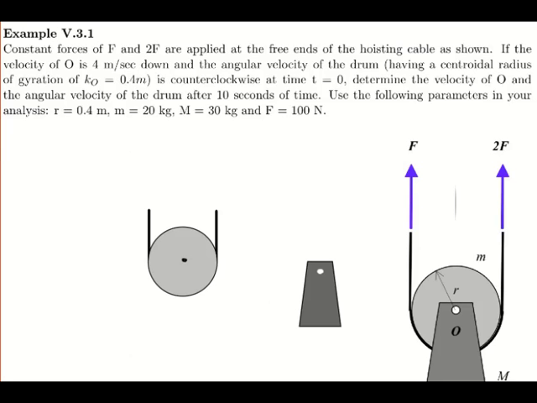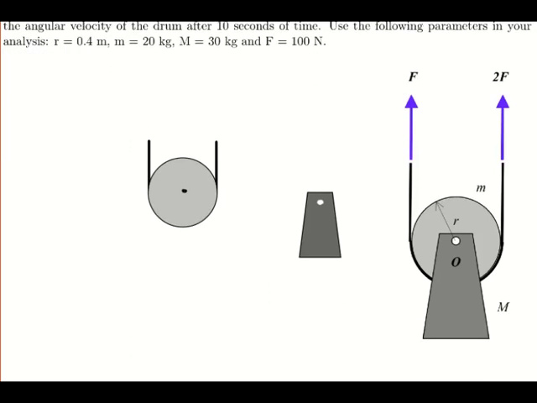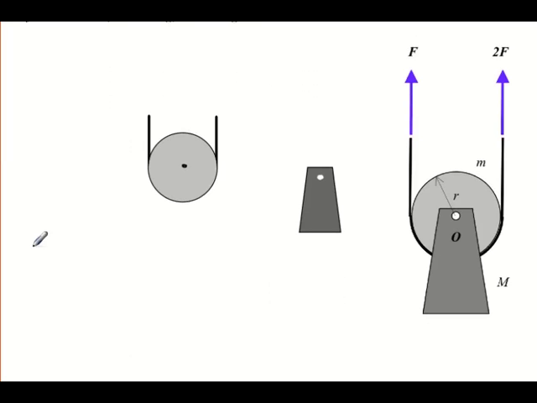And what we want to know is, after a given period of time, what the angular speed is of the drum and what the speed is of point O. We're looking for a change in speed for a change in time. So that tells us right away that the impulse momentum equations are going to be the method that we're going to use.